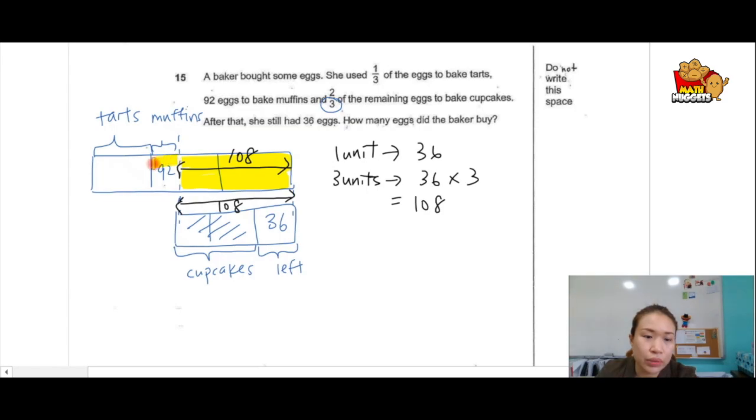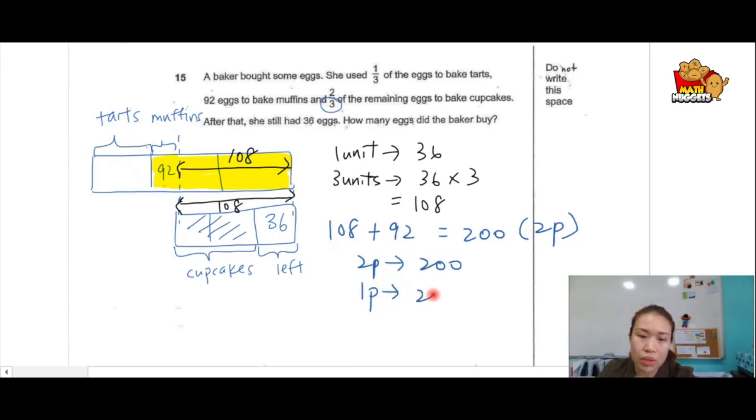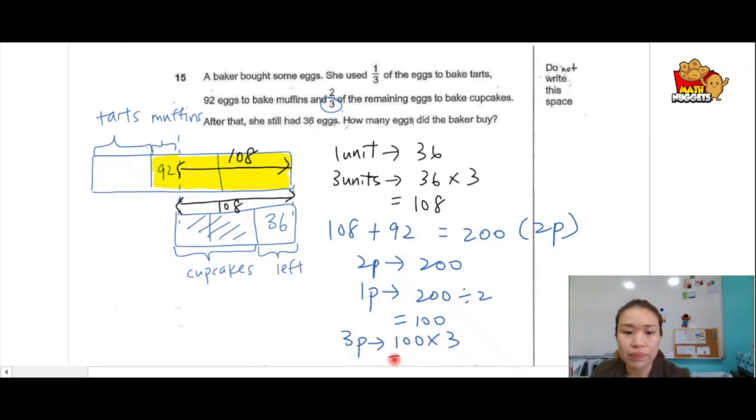If I add 92, that gives me 2 parts on top, isn't it? So 108 plus 92 gives me 200, and this is 2 parts at the top. So if 2 parts is 200, 1 part would be 200 divided by 2, which is 100. So how many eggs did the baker buy? Everything is 3 parts at first. So 100 times 3, the answer is 300.